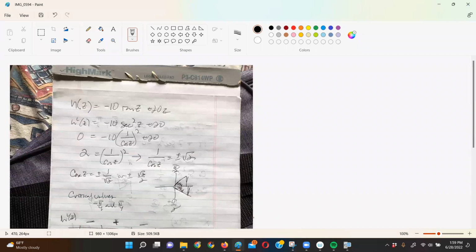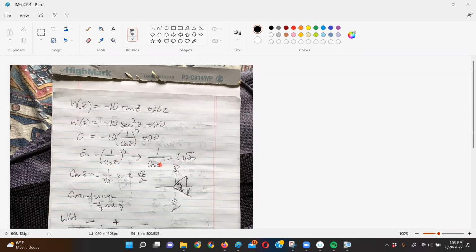I took the derivative, and then secant squareds are always a pain, so I rewrote it as a cosine. Let me get a pointer here so I know what I'm talking about. All right, so I rewrote the secant squared as 1 over cosine squared, right? And then I solved that for the 1 over cosine squared. So I subtracted 20, divided by 10, and got 2. I took the square root to unlock that fraction. So that gave me plus or minus the square root of 2.